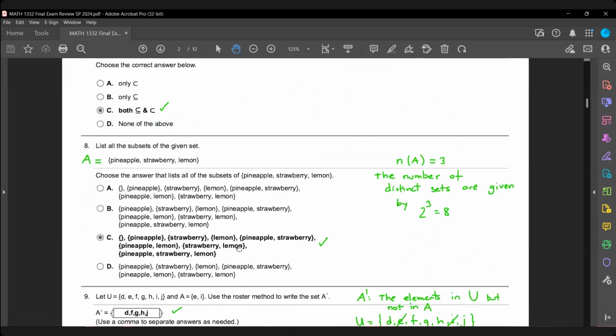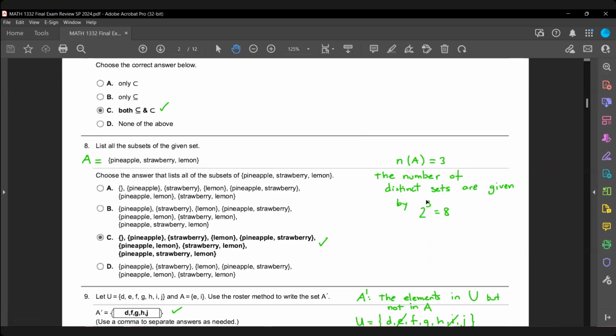In example 8, they're giving us a set that has 3 elements: pineapple, strawberry, lemon. The cardinality of set, what I call A, is 3. There are 3 distinct elements within that set. So therefore, how many subsets are there?